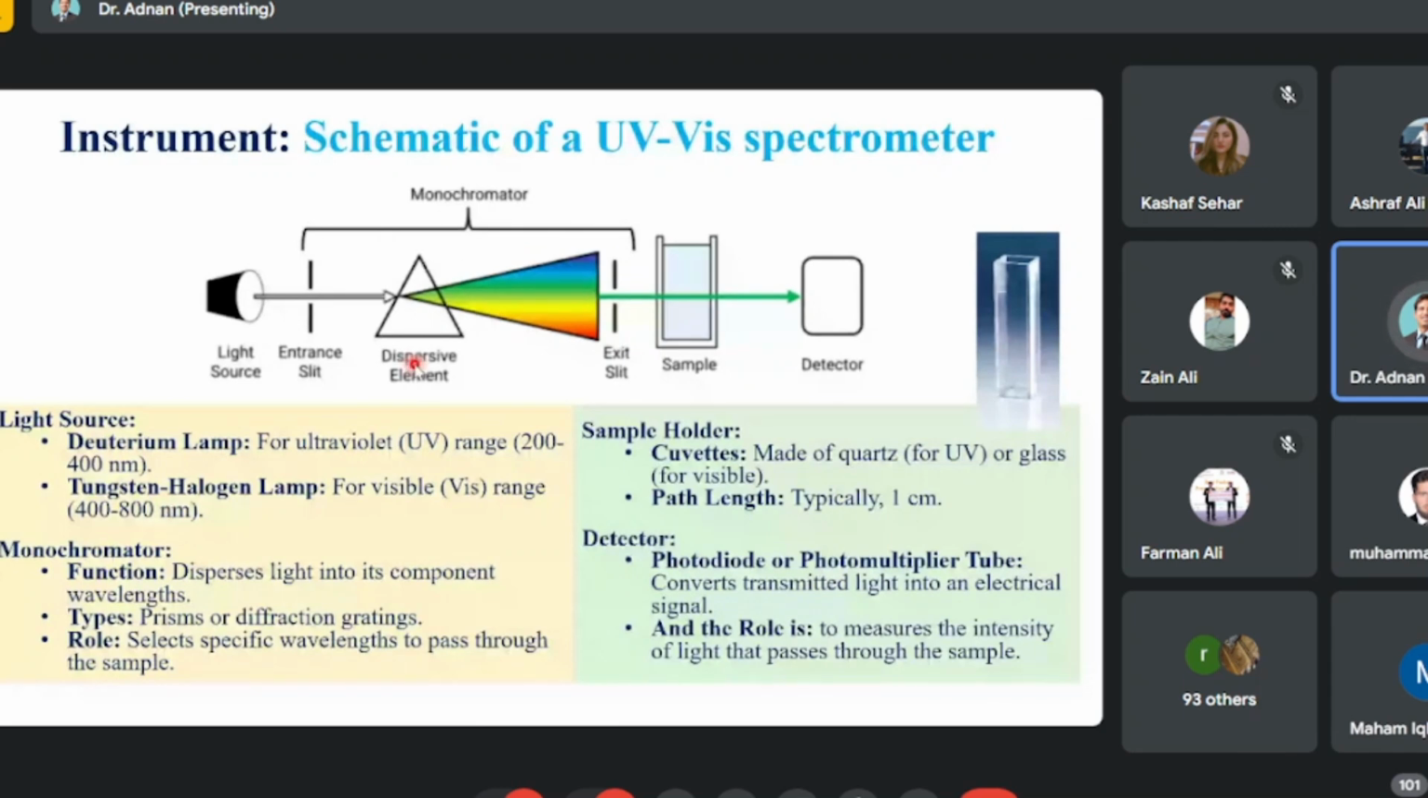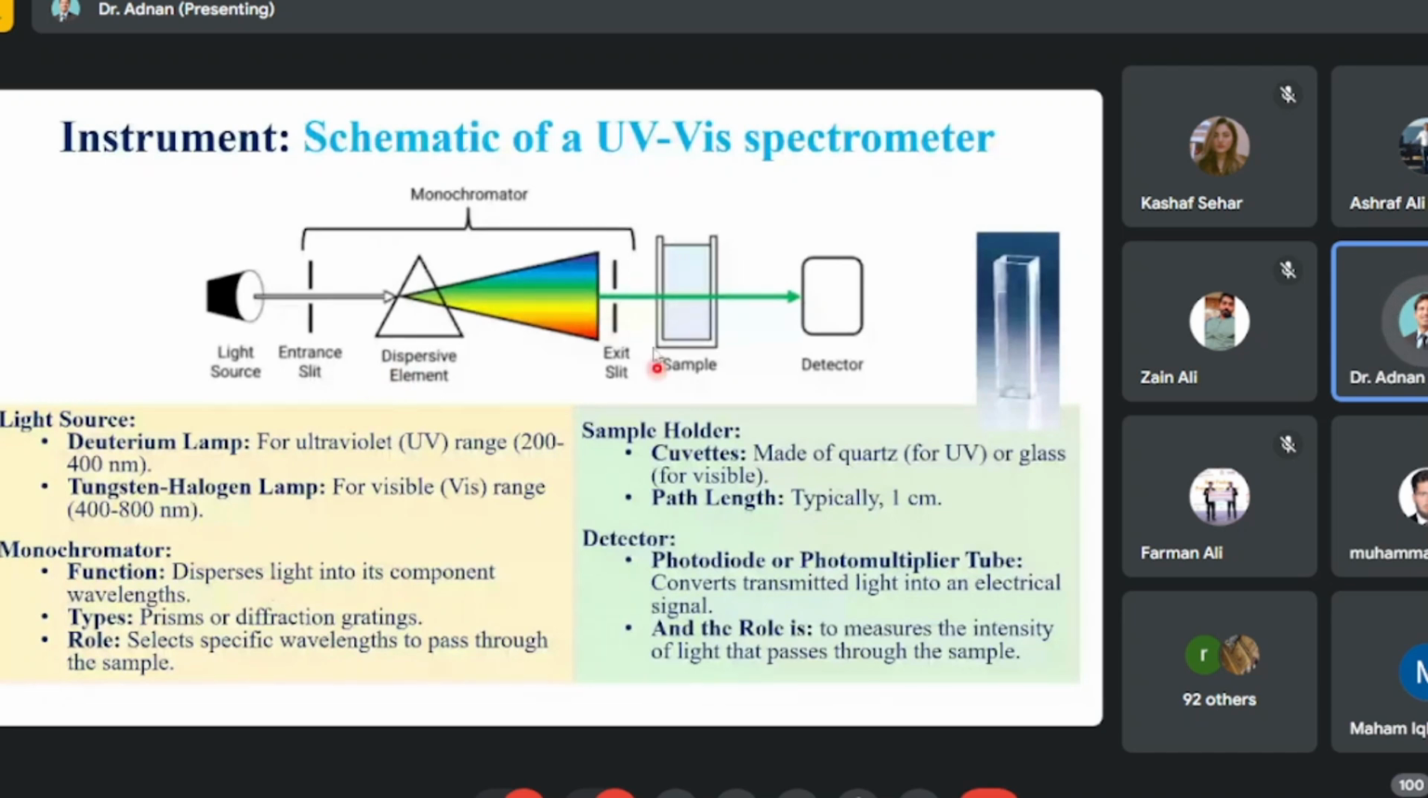The second component is the monochromator. The function of the monochromator is that it disperses light into its component wavelengths, and it has various types like prism and diffraction gratings. The role of this component is to allow only a specific wavelength to pass through your sample. For example, if you need 410 nanometers, this monochromator will separate the other colors and will only pass 410.